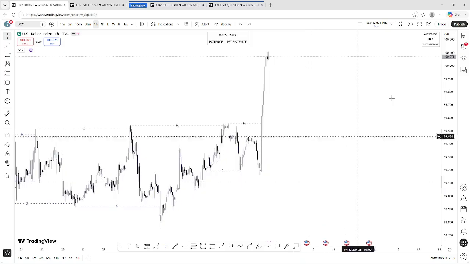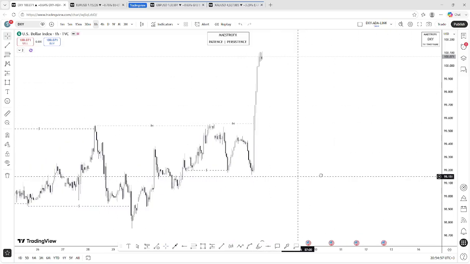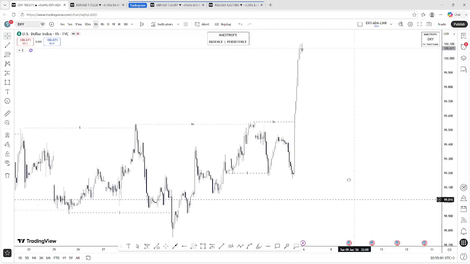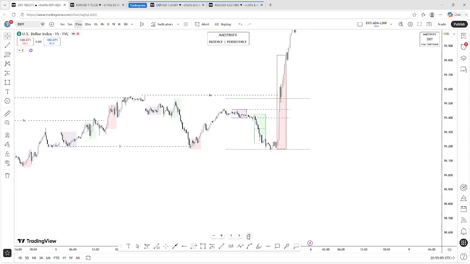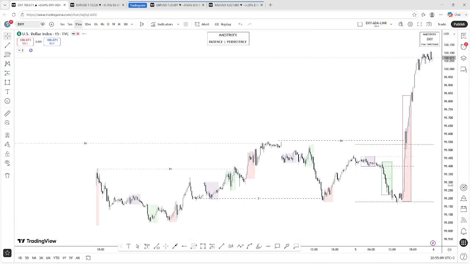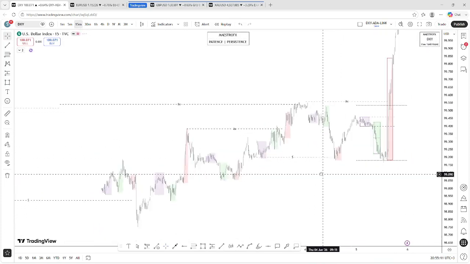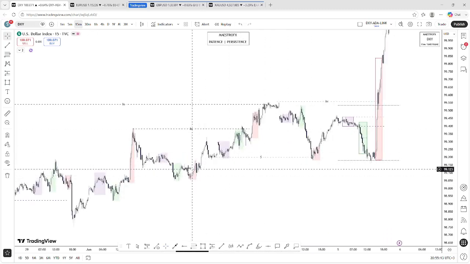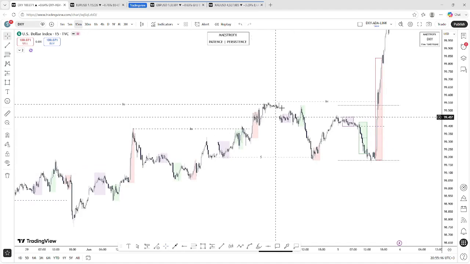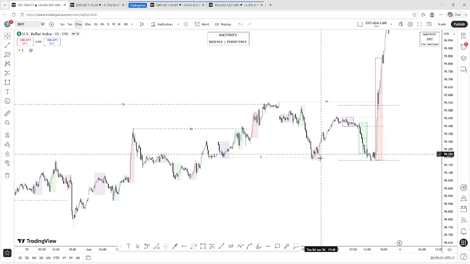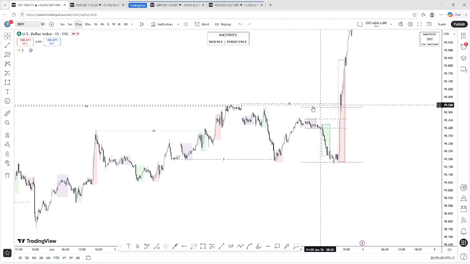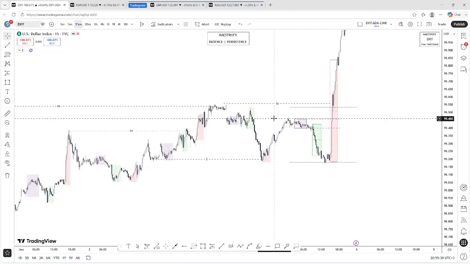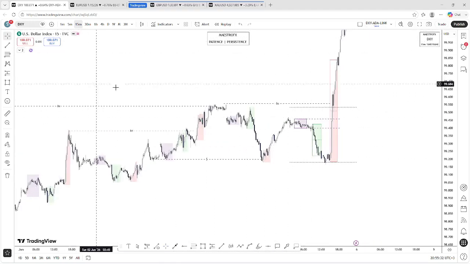On lower time frame, the hourly time frame, let's head to the 15 minutes. We see that on 15 minutes we had this last break of structure, and then we had a correction and a sweep of internal liquidity, which catalyzed the bullish move. I think that's it on the dollar index.